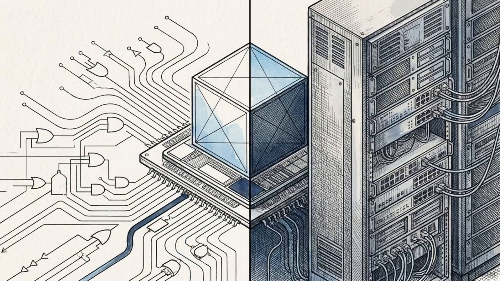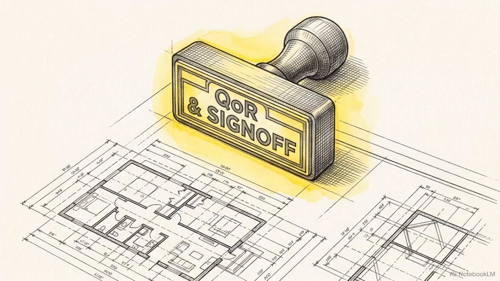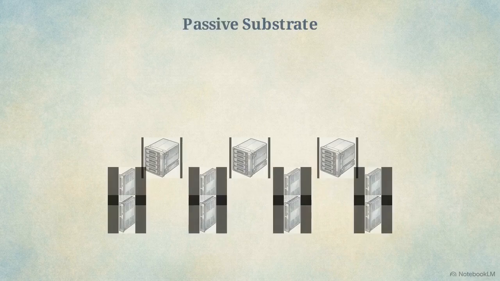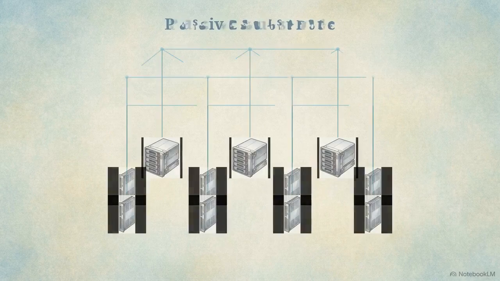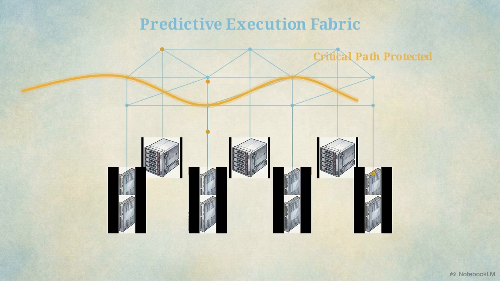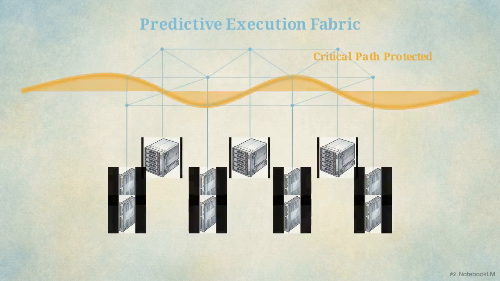There is a strict boundary here. PTCP governs the infrastructure substrate. It never touches the design truth. Quality of results, sign-off rules, and algorithmic convergence remain entirely authoritative to the EDA tools. By converting a passive collection of servers and storage into a predictive execution fabric, engineering teams can protect the tape-out critical path from compounding iteration delays.